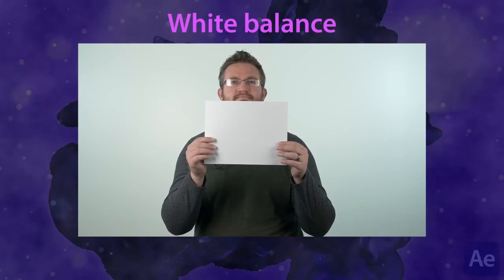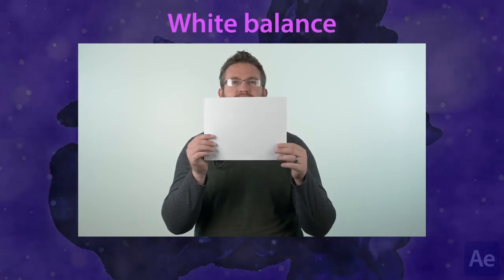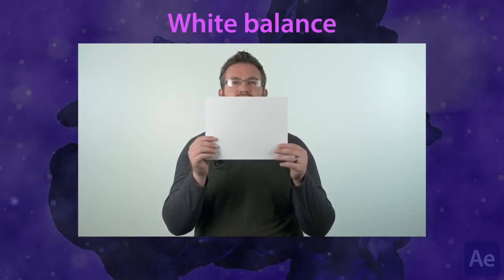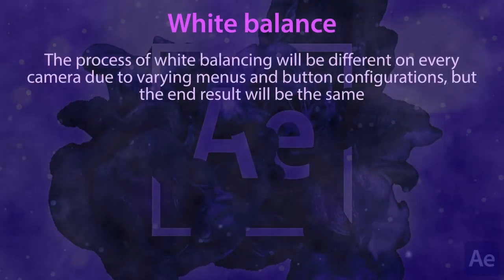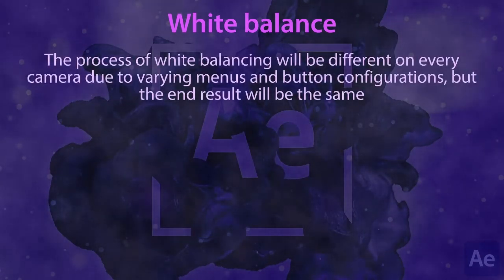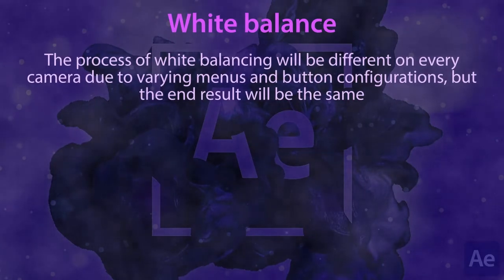To manually white balance, a pure white card or white piece of paper as seen here is held up in front of the camera. The camera can then analyze that white paper and determine the surrounding color temperature. The process of white balancing will be different on every camera due to varying menus and button configurations, but the end result will be the same.